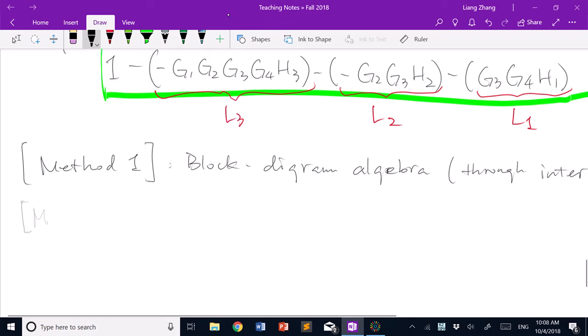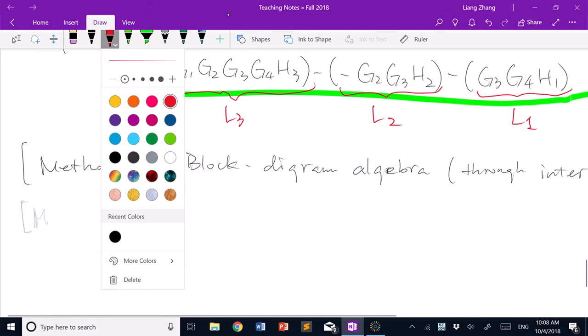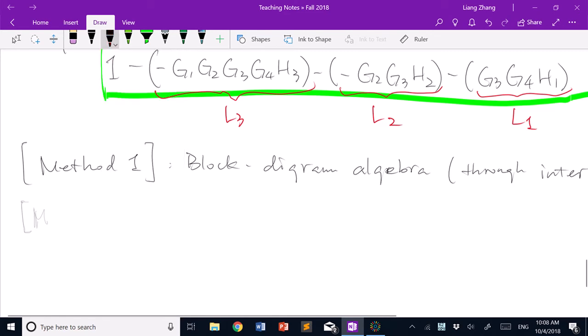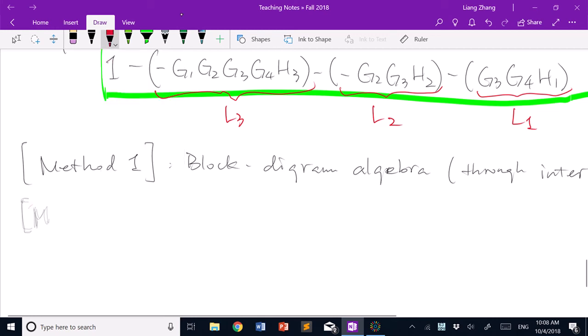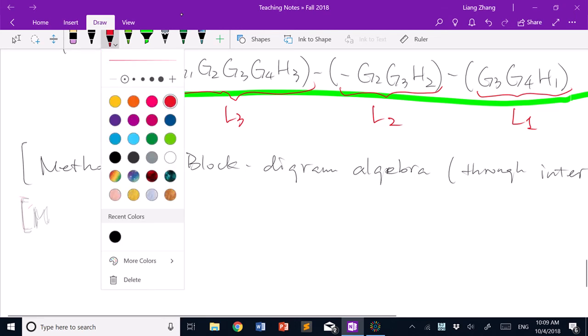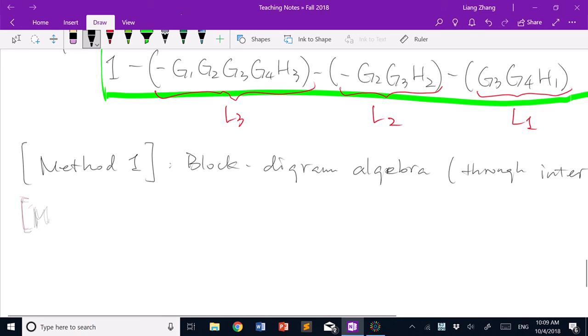Let me make it black. Your black. Maybe this will be. No, it doesn't. So let's see. Oh, maybe I made it too light. Maybe this will do the job.